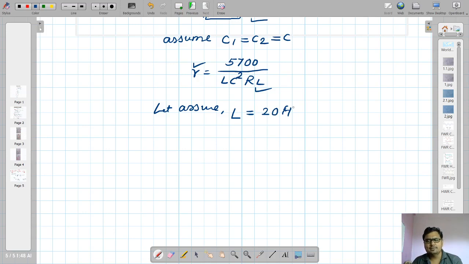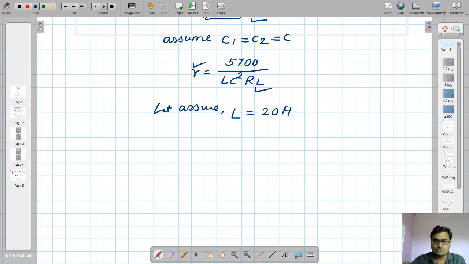You can assume 50 Henry. Up to 50 Henry, the value is okay. I have assumed 20 Henry. You can assume 10, 20, 30, 40, 50 Henry, up to 50. This is my suggestion. It is always good practice to assume the inductor up to 50 Henry. More than that, obviously you will get a very small ripple factor. So go up to 50 Henry. I have selected midway, that is 20 Henry.